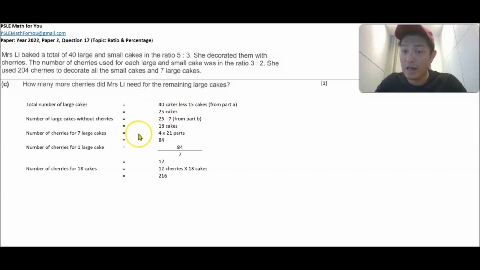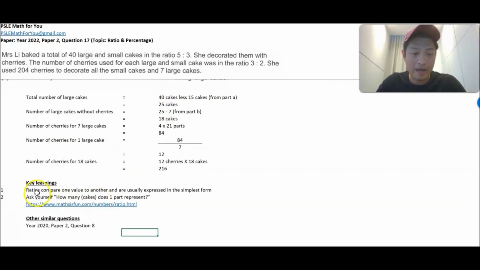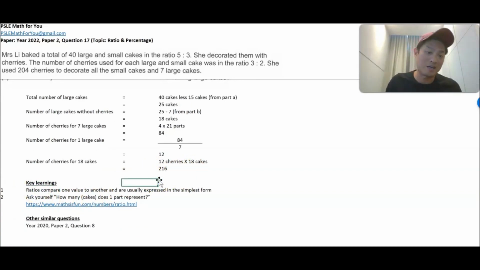But before we go, I thought it's always important to recap on the key learnings. And the first key learning is, what are ratios? Ratios are when we compare one value to another. So large cakes to small cakes is a ratio of 5:3, but it doesn't mean that we only have 5 large cakes and 3 small cakes. It's just the proportion. What is the large cakes number compared to small cakes, and they are usually expressed in the simplest form.